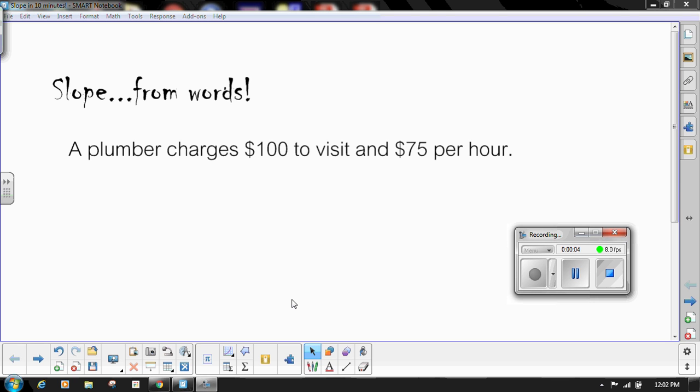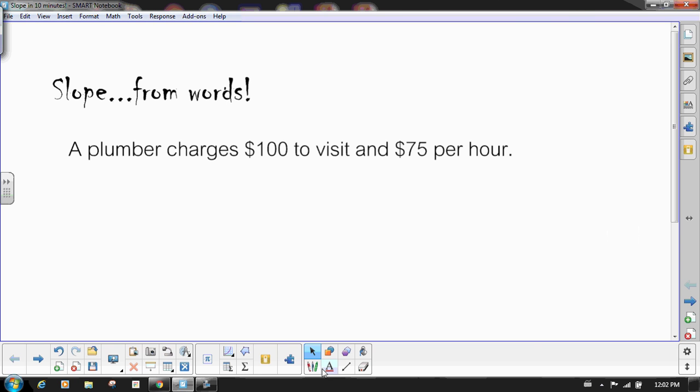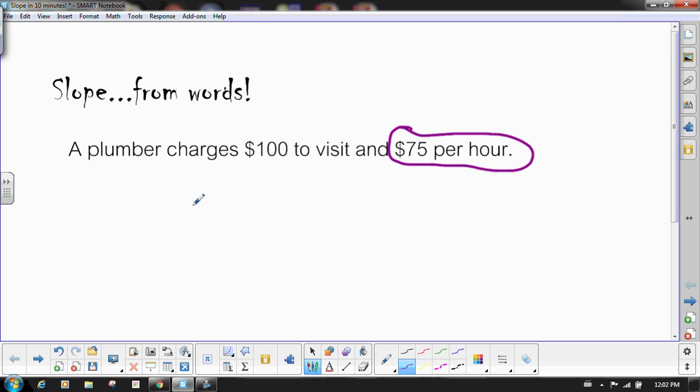All right, how can we find the slope given a variety of different situations? From words. When we read this question, a plumber charges $100 to visit and $75 per hour. Slope is exactly like rate of change. So we know right away that the rate of change is $75 per hour. So the slope would be 75 over 1. The rise is 75, the run is 1.